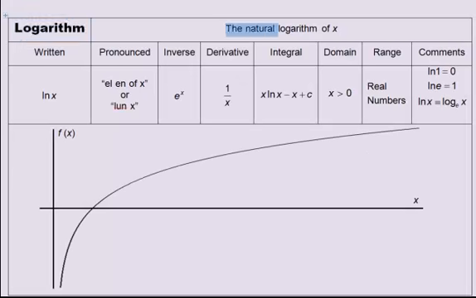Logarithm, the natural logarithm of x. Written like this. Pronounced, ln of x or ln x. Inverse, e to the x. Derivative, 1 over x. Integral, x log x minus x plus c. Domain, x is always greater than 0. Range, the real numbers. Comments, the natural logarithm of 1 equals 0. The natural logarithm of e equals 1. And the natural logarithm of x equals log to the base e of x.